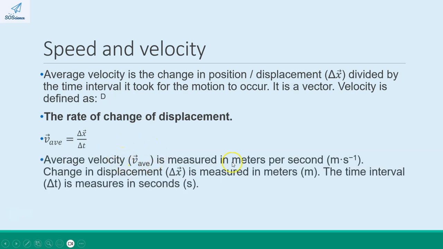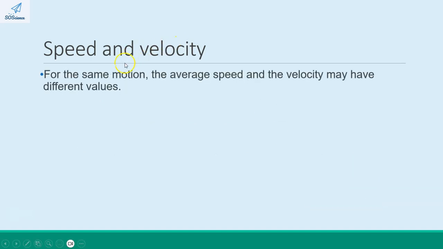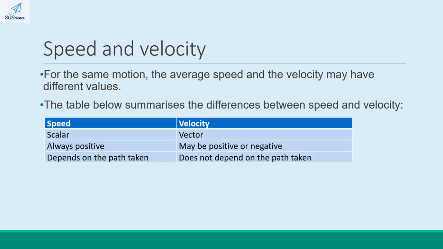The average velocity is measured in meters per second. The change in displacement is measured in meters, and the time interval is measured in seconds. And keep in mind that velocity is a vector, so the final answer has to have both magnitude and direction. For the same motion, the average speed and the average velocity may have very different values. The table below summarizes the differences between speed and velocity.